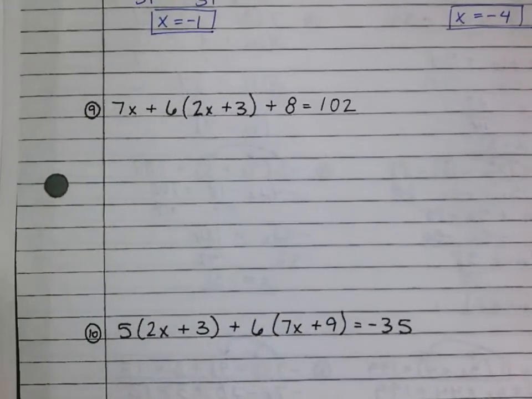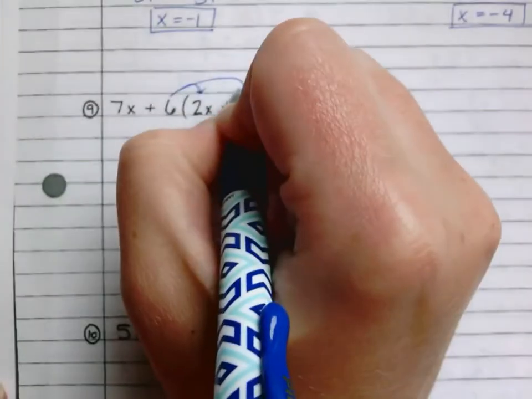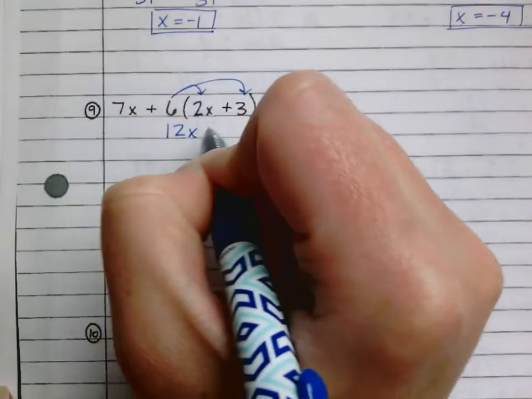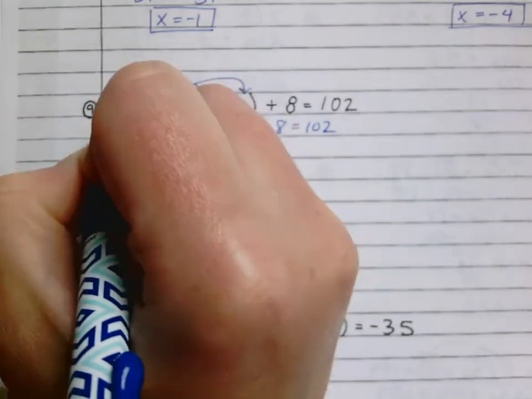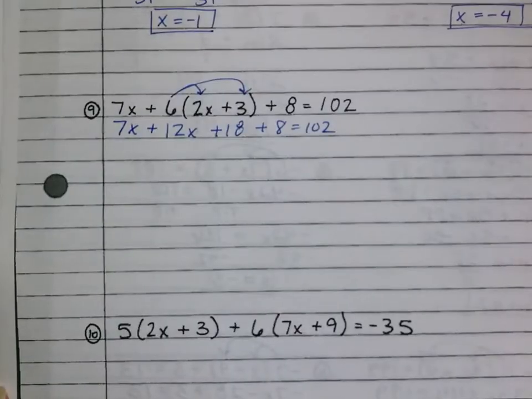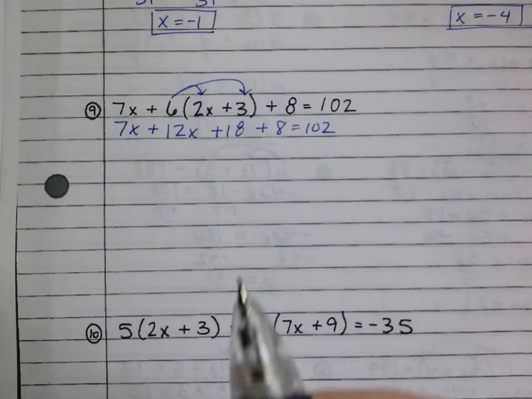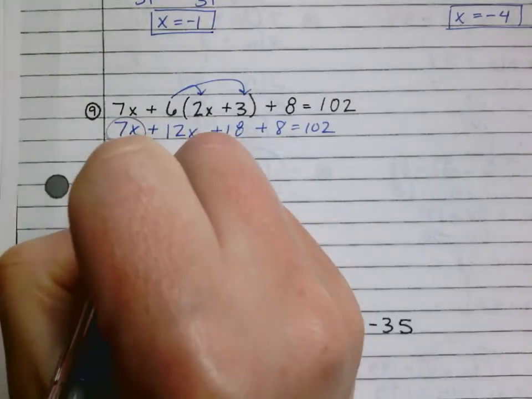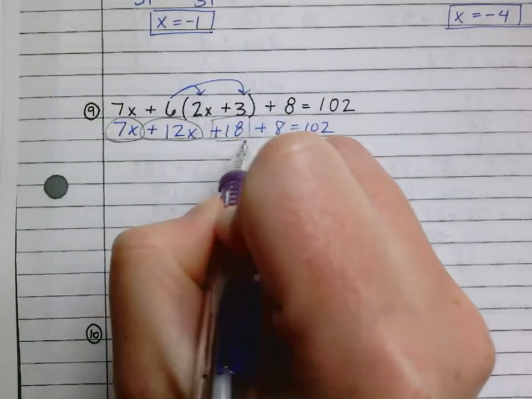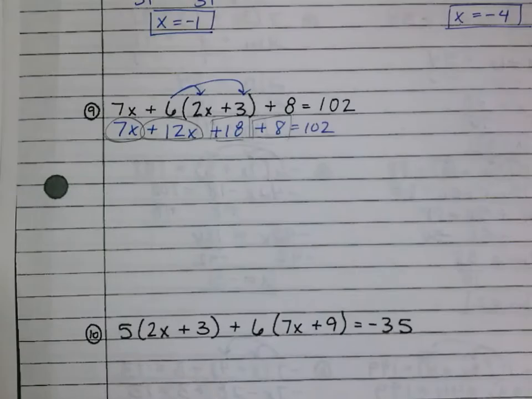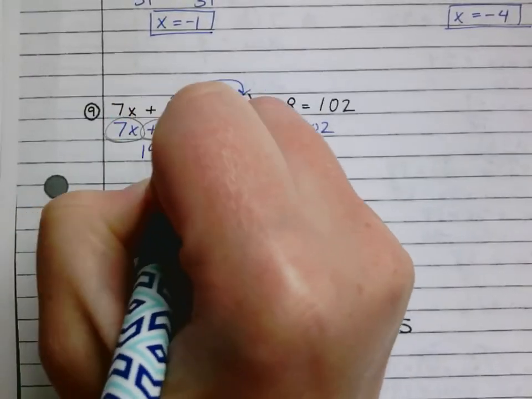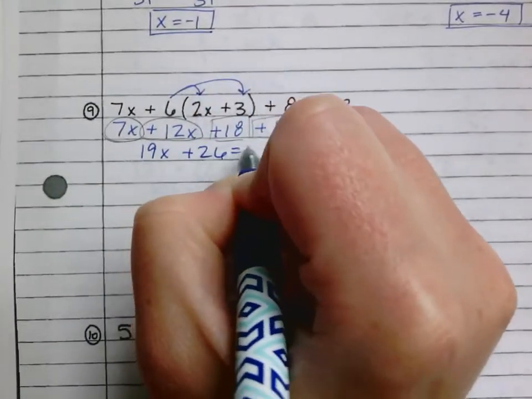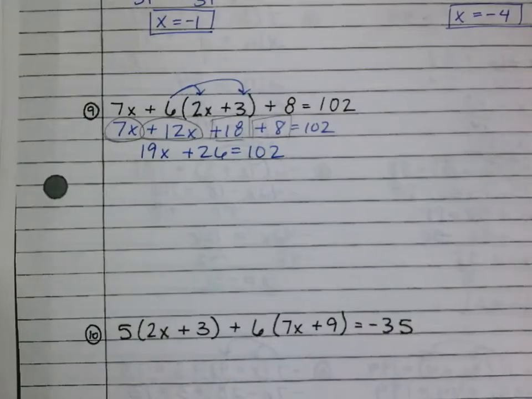In number 9, I still have to start by distributing. So I'm going to take that 6 into both pieces. So that will give me 12x plus 18, and then everything else just comes down. Then I need to combine like terms. So I have my x's are right in a row here, and my constants are here. So my x's together will give me 19x, and then my constants will give me 26x, or sorry, just 26. And then that still all equals 102.